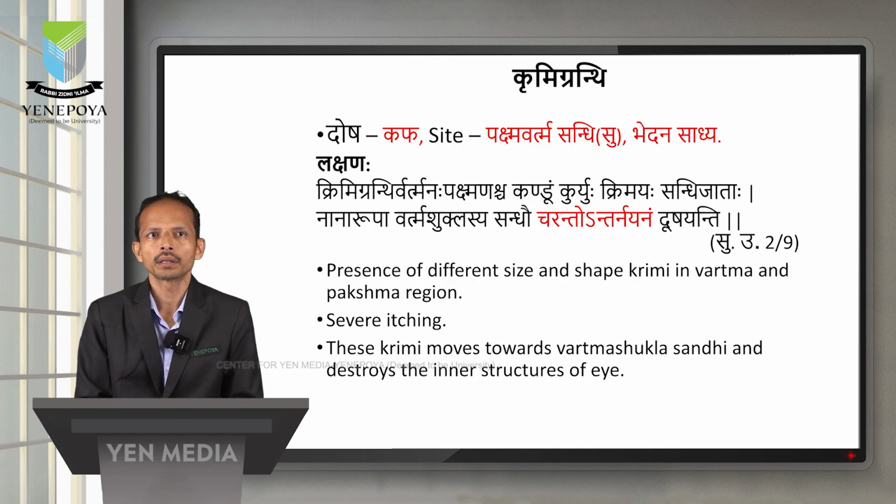The last disease is Krimi Granthi. Dosha is Kapha, the site is Pakshma Vartmagata Sandhi, and it is a Bhedana Sadhya Vyadhi. Krimi Granthir Vartmana Pakshmanascha Kando Kuryu Krimeya Sandhi Jata Nana Rupa Vartma Shuklasya Tando Charanto Antarnayanam Dushayanti. Sushruta Uttara Tantra, 2nd chapter, sloka number 9. Here, due to Kapha Prakopa, there is a presence of Krimi of different sizes and shapes in the Vartma and Pakshma region, associated with symptoms like severe itching. These Krimis move towards the Vartma Shuklagata Sandhi and destroy the inner contents of the eye. This is called Krimi Granthi by Acharya Sushruta.